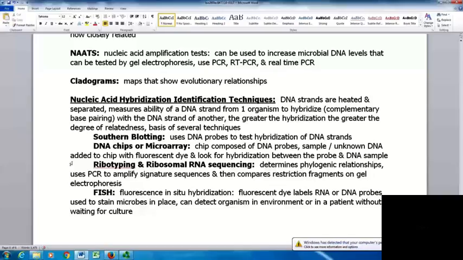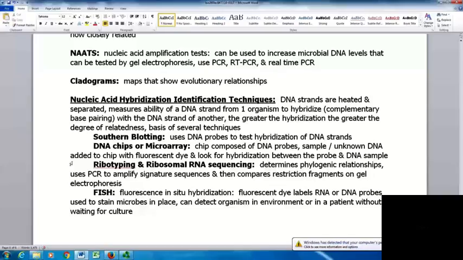With ribotyping and ribosomal RNA sequencing, this allows us to determine phylogenetic relationships. We can use PCR, the polymerase chain reaction, to amplify signature sequences and then compare the restriction fragments on a gel electrophoresis. The ribosomal RNA sequencing is useful for the phylogenetic relationships, especially in the eukaryotic world, where those are generally passed on through the egg cell.